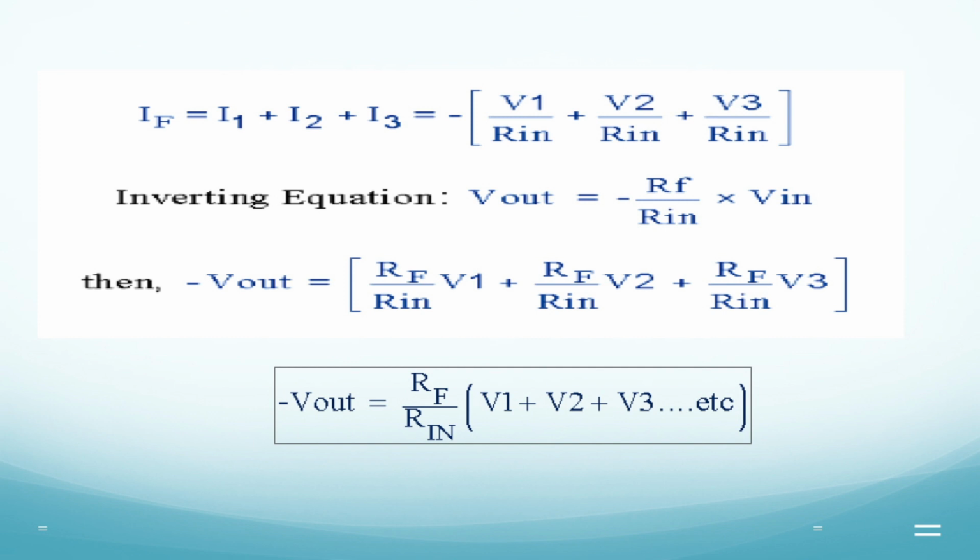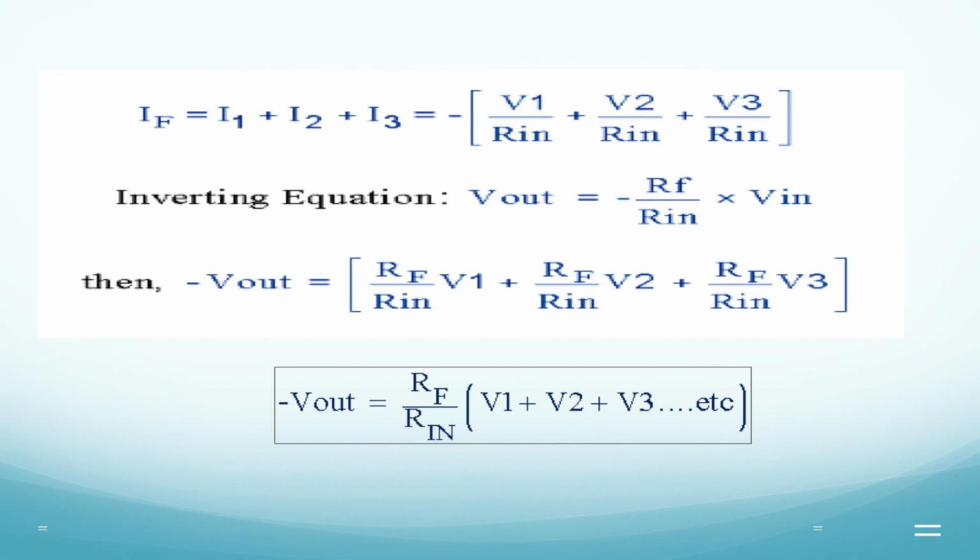Going on with the analysis, as I have told you, your feedback current If is equal to the summation of the currents I1, I2 and I3, because you have connected all the resistances in parallel. To find I1, I2 and I3, you should know the voltage applied to each resistance. V1 is the voltage applied to the first resistance Rn, V2 is applied to the second resistance, and V3 is applied to the third resistance, though you can also have different resistance values as you wish. I1 is nothing but V1 by Rn, I2 is nothing but V2 by Rn, and I3 is nothing but V3 by Rn.